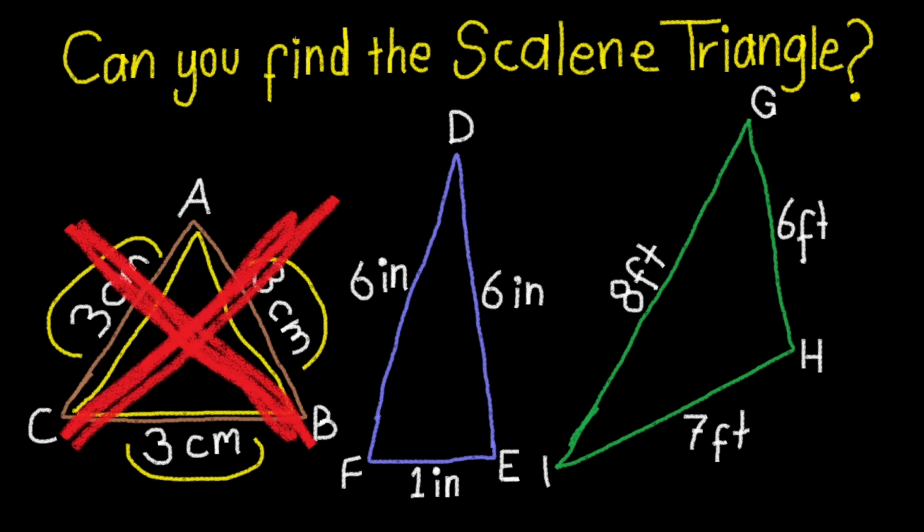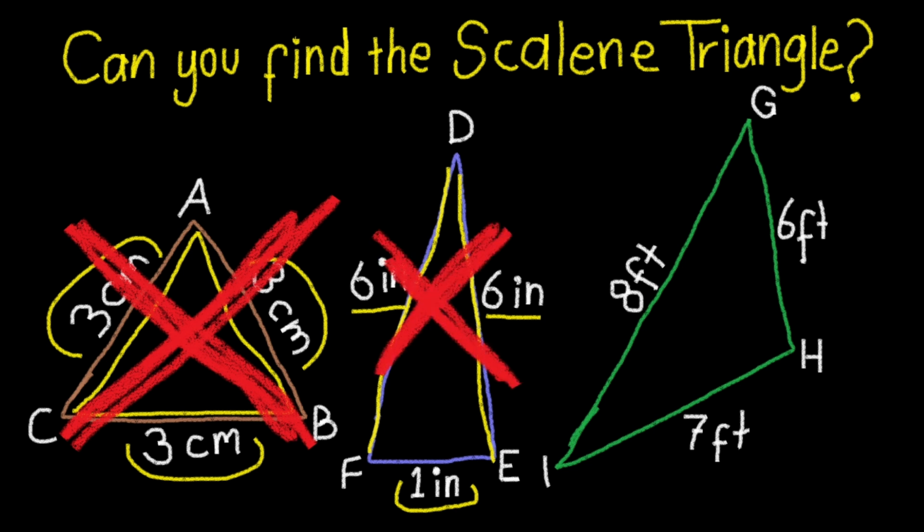The triangle DEF has 2 sides that measure 6 inches and one side that measures 1 inch. It has two sides that have the same length, and thus it is an isosceles triangle, which means it is not a scalene triangle. Now let's take a look at this last triangle over here.